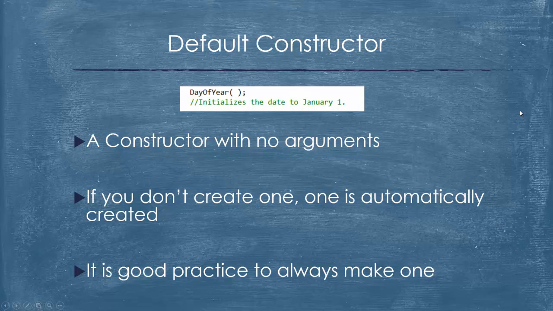Remember, there's always a default constructor, and a default constructor just means it's a constructor with no arguments, so there's nothing in the parentheses. If you don't create one, one is automatically created, so there is always a default constructor in a class. But it is good practice to always make one, that way you can see it. And if you see it, you know it's there, and it can be manipulated later on if you need to. But if you don't see it, you might forget it's there and may try to do something another way that would have been easier if you would have used the default constructor, if that makes sense.